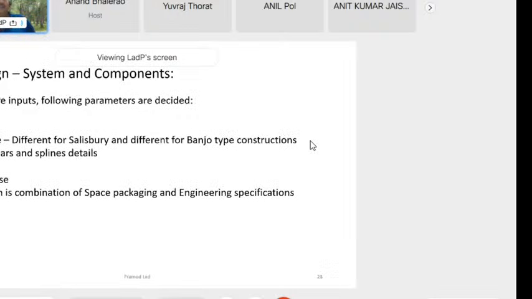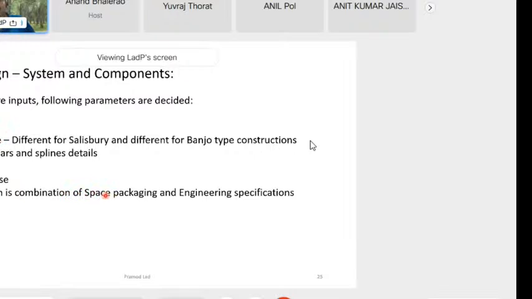So axle design, based on all these inputs: the gear ratio, the final reduction in the differential, right? So the gear ratio and gear size, axle beam size, then differential gear and spline details, axle shafts, differential case, and these things are designed and finalized.